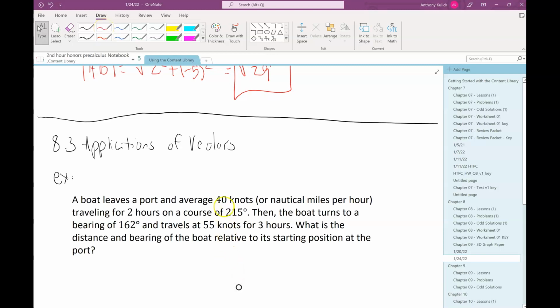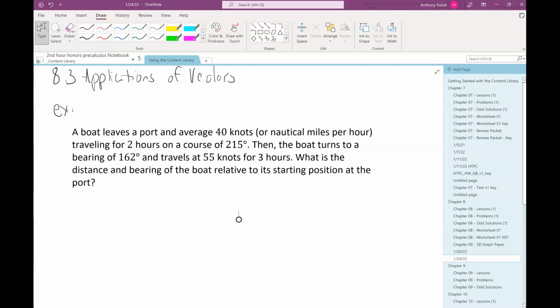So here we have a boat leaves a port and averages 40 knots, traveling for 2 hours on a course of 215 degrees. Then the boat turns to a bearing of 162 degrees and travels 55 knots for 3 hours. What is the distance and bearing of the boat relative to the starting position at the port? So again, it's a problem we've basically already done, correct?